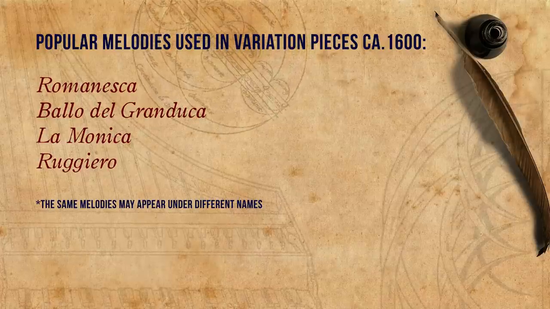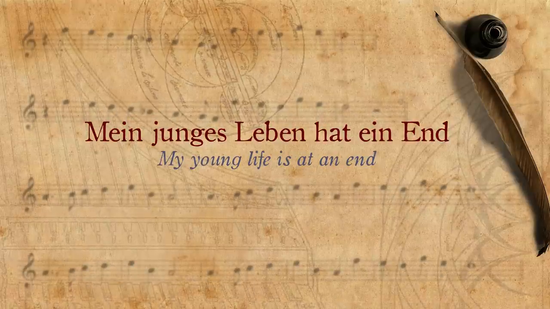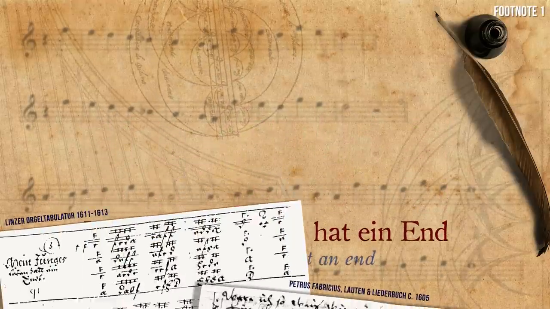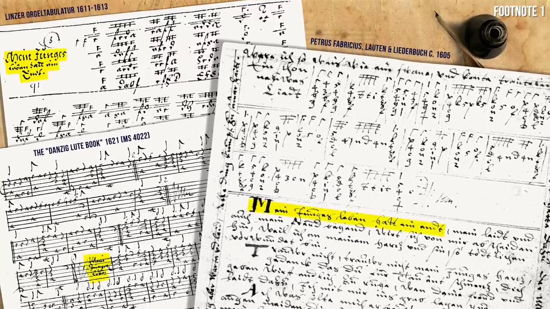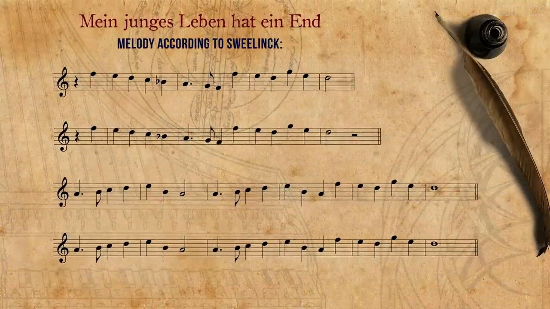The melody of the German song Mein junges Leben hat ein End, however, is definitely not one of them. Although there are a few pieces with the same title, they don't have the same melody used by Sweelinck in his keyboard setting of it. The melody, at least the one that was used by Sweelinck, may be divided into four parts.